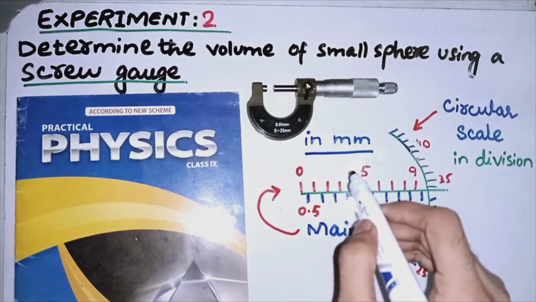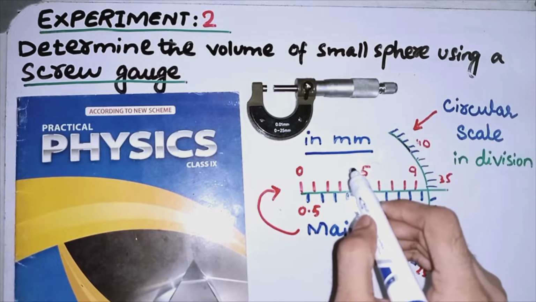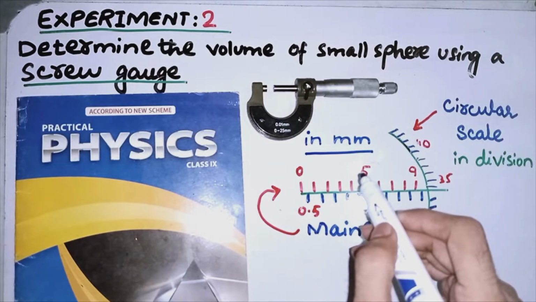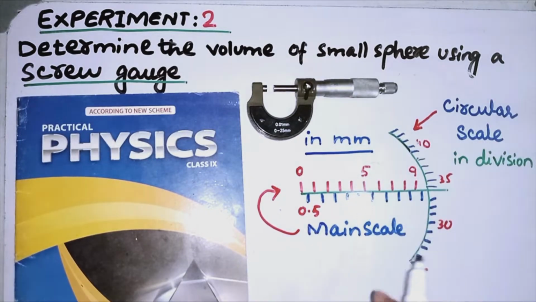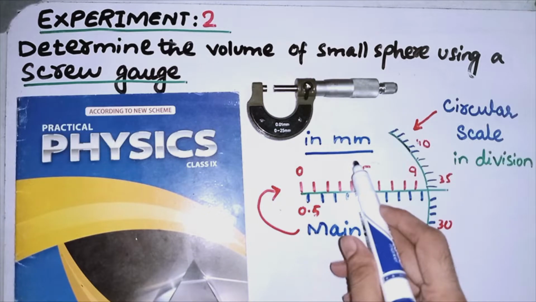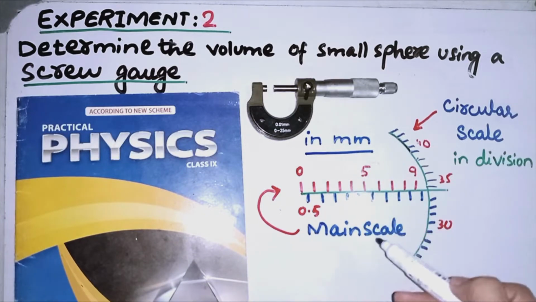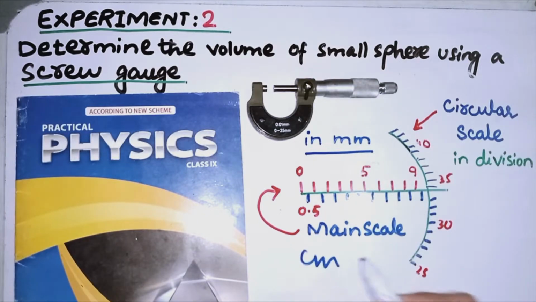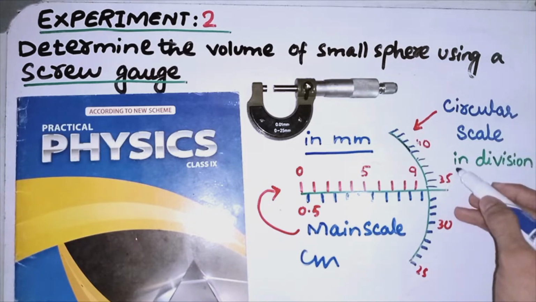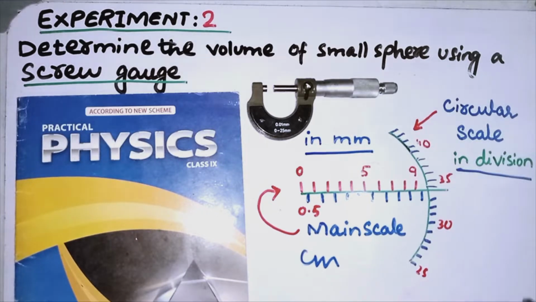For the sake of conversion, since we have to take our reading in centimeter, we have to convert millimeter into centimeter, whereas the circular scale is in divisions. Okay, circular scale is in division.